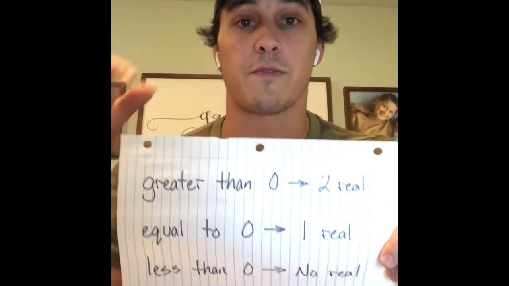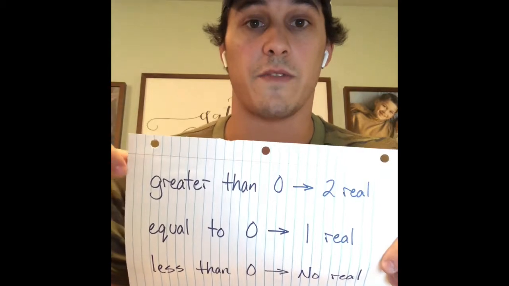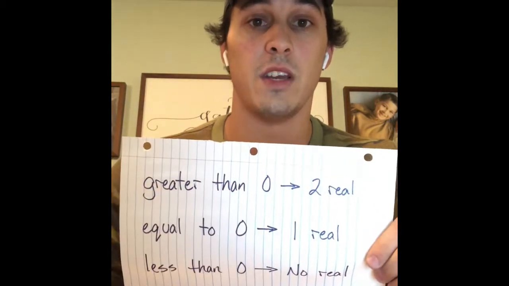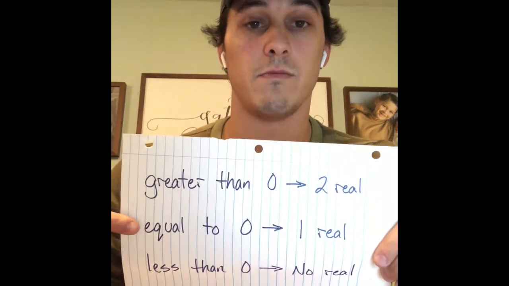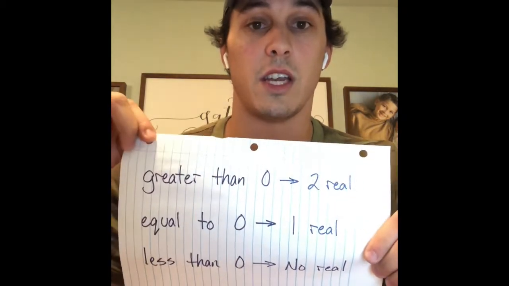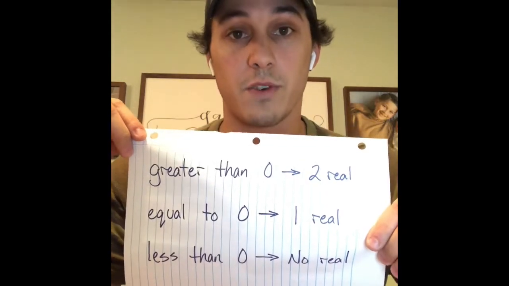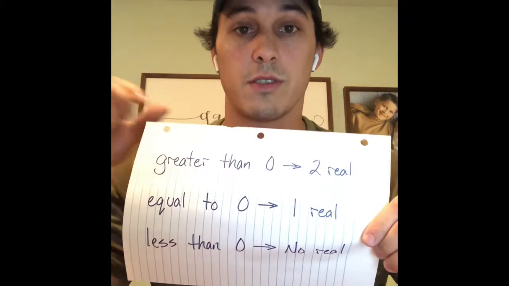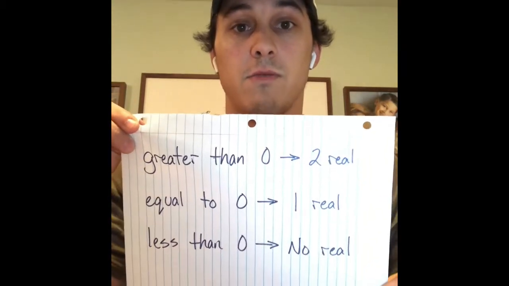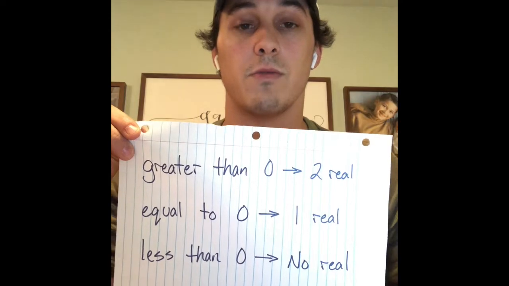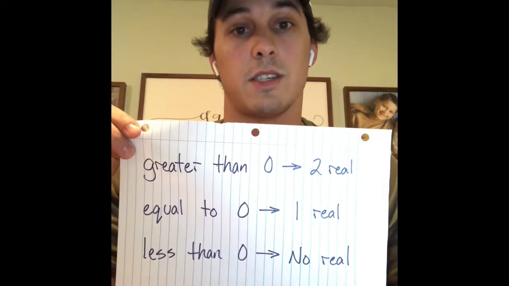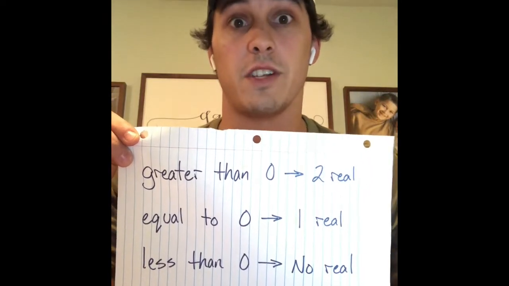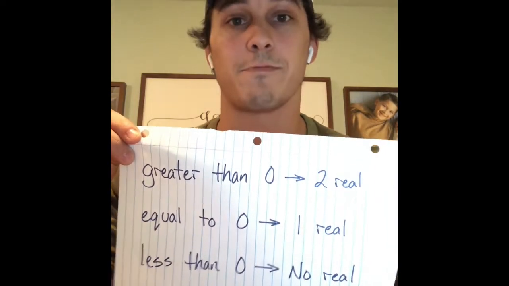So the number you get from b squared minus 4ac, if that number is greater than 0, then you will have two real solutions. If that number is equal to 0, you will have one real solution. And if the number you get from b squared minus 4ac is less than 0, you will get no real solutions. So greater than 0, 2 real solutions, equal to 0, 1 real solution, and less than 0, no real solutions. You can pause the video and write that down. And now we're going to work some out.